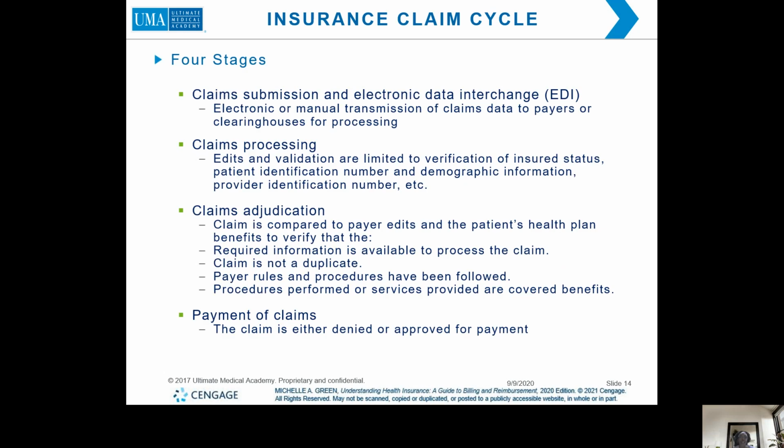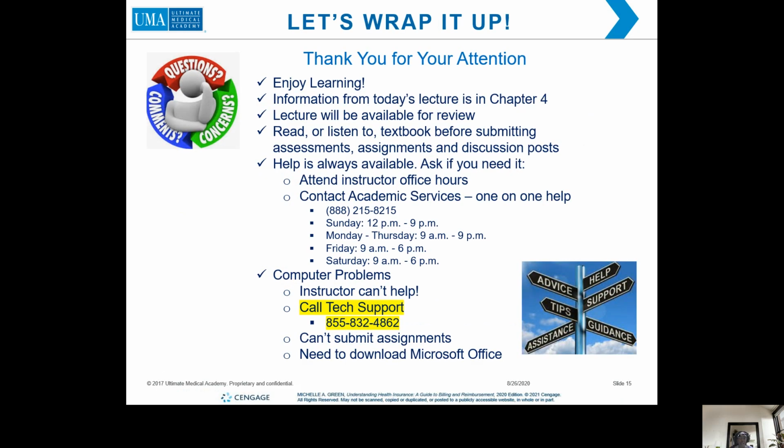And there are four stages to get that claim done. We have to submit it, it has to be processed, it has to be adjudicated, and then it has to be paid. Now, we're going to stop right there because there's a lot that goes into all four of these stages, and I want to be able to spend time on those. So let's wrap it up for this lecture.